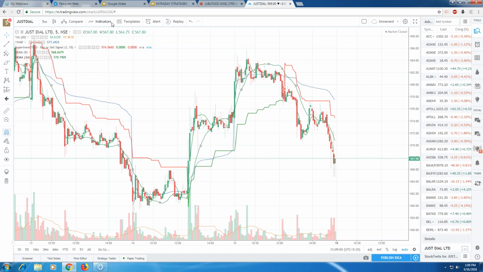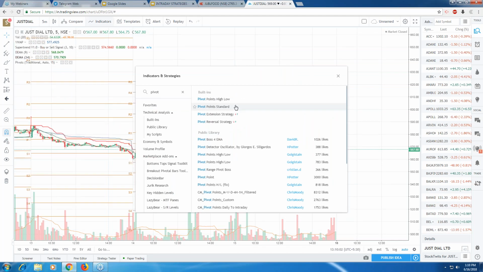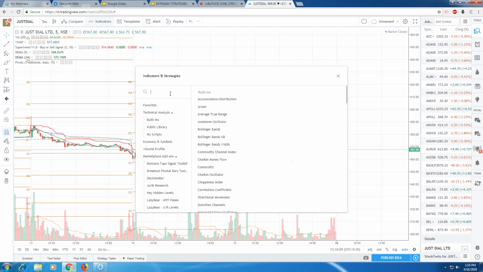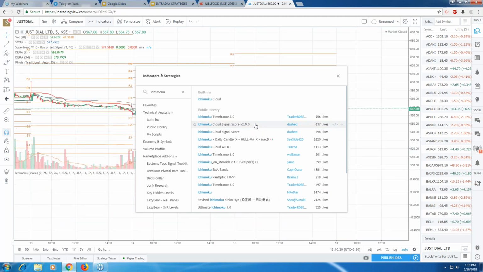Pivot, and that's going to be pivot point standard, traditional. Then we have Ichimoku. So go to the indicators again, Ichimoku. Ichimoku, we're going to take here as this one, right? Not really this one. Ichimoku.